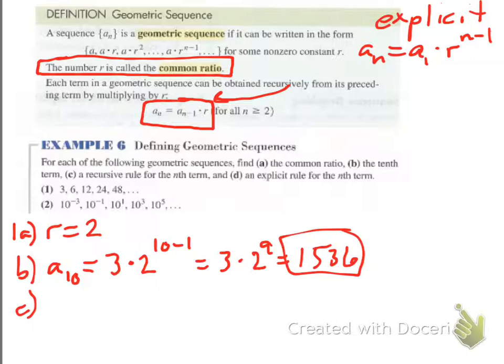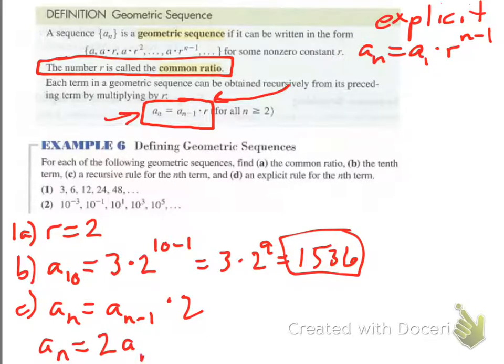Now, the recursive rule is very simple. So here's your recursive rule right here. A sub n equals a sub n minus 1 times the common ratio, which is 2. Now I can rewrite that, put the 2 in front. So 2 times a sub n minus 1. Now guys, remember, a sub n minus 1 is the previous term.